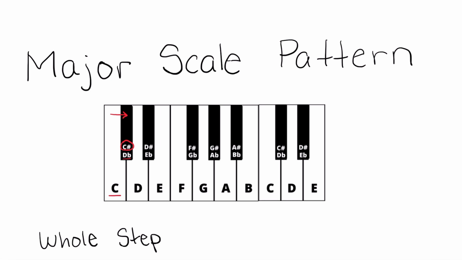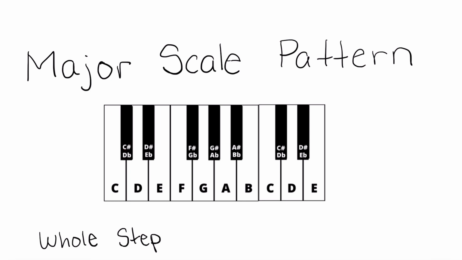And if we wanted to go a half step up from C sharp, we would go to D. It's the next key over. So we went from C to C sharp to D. And that's basically what a half step is.